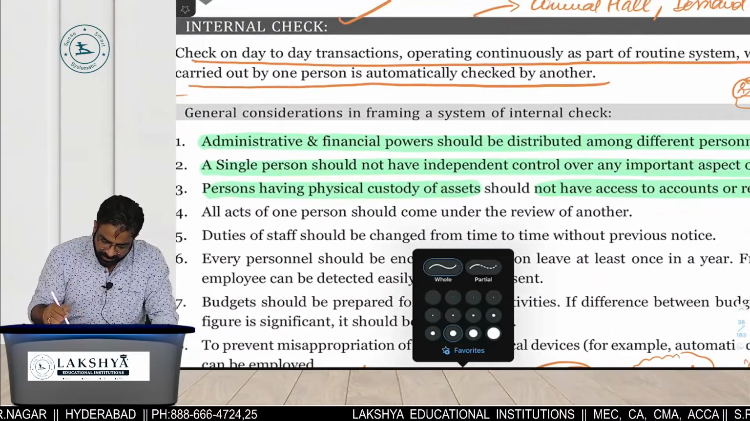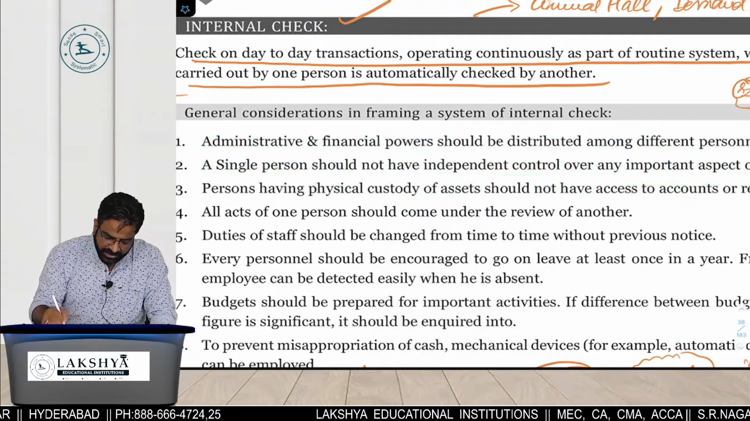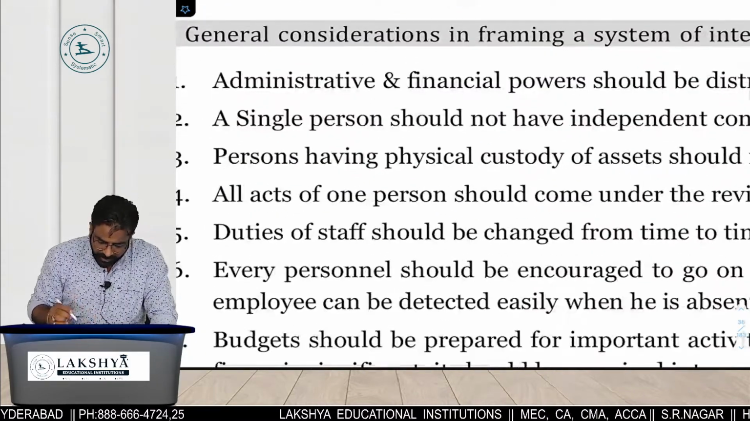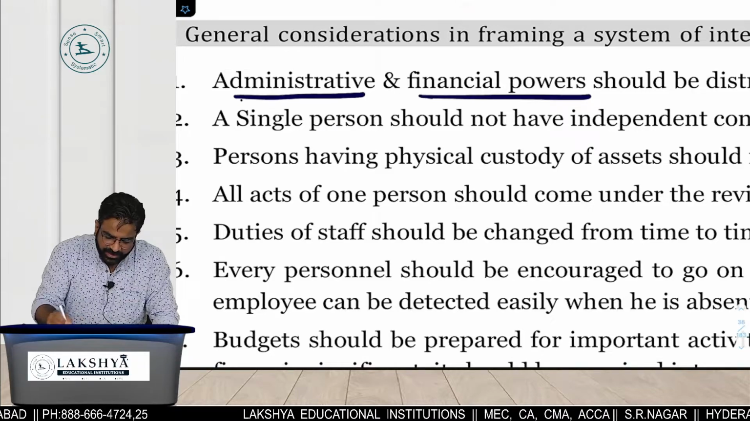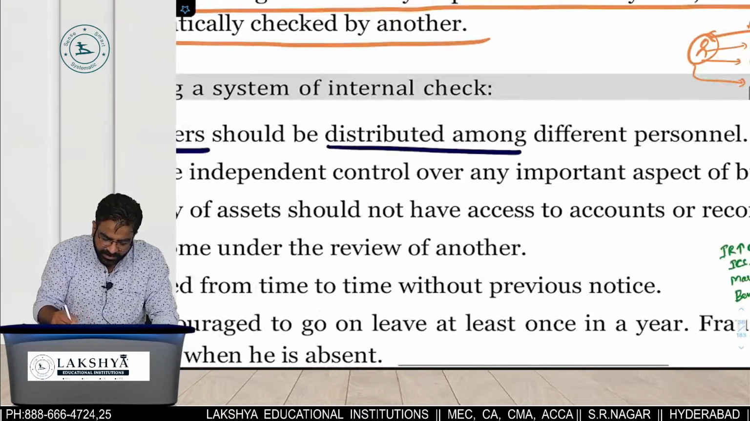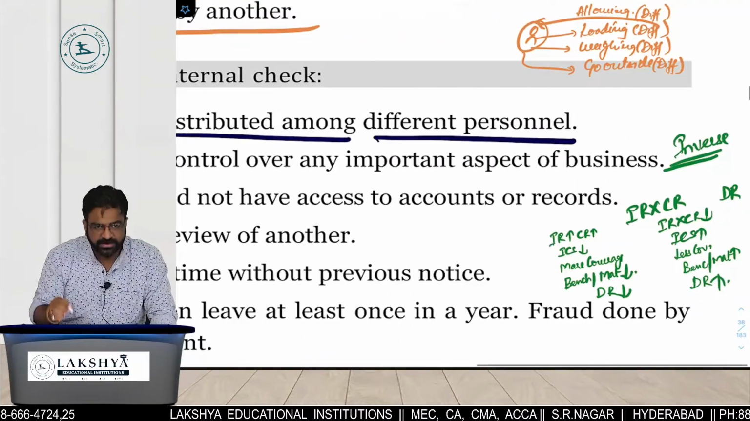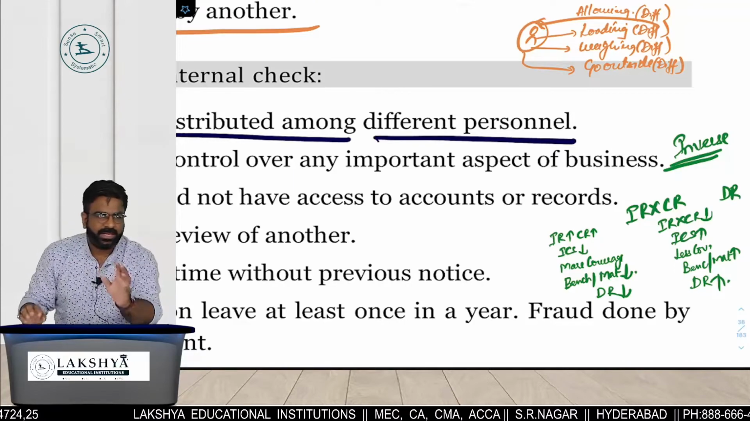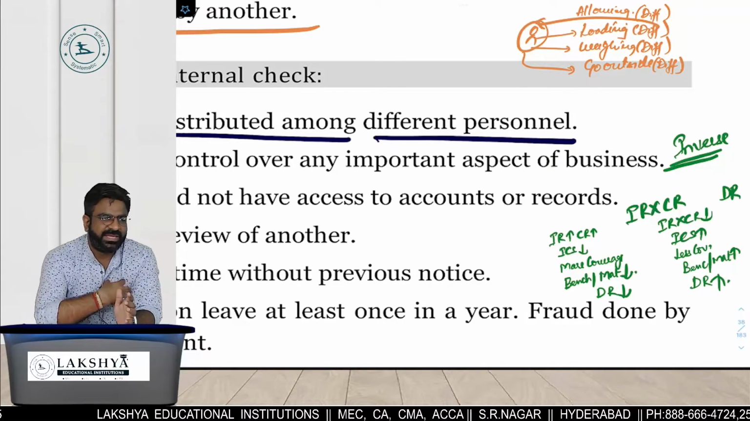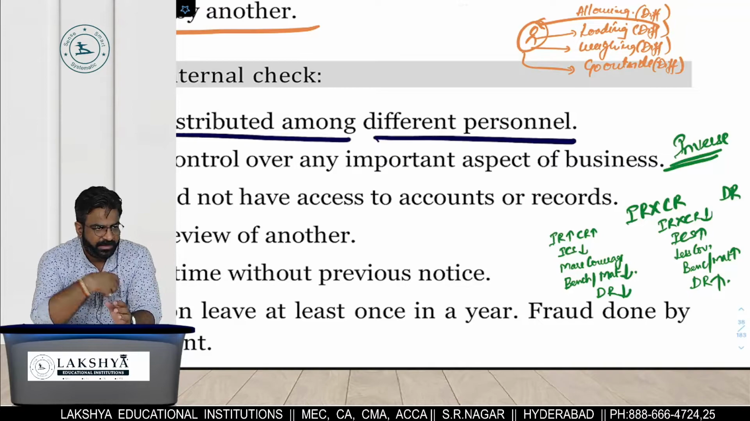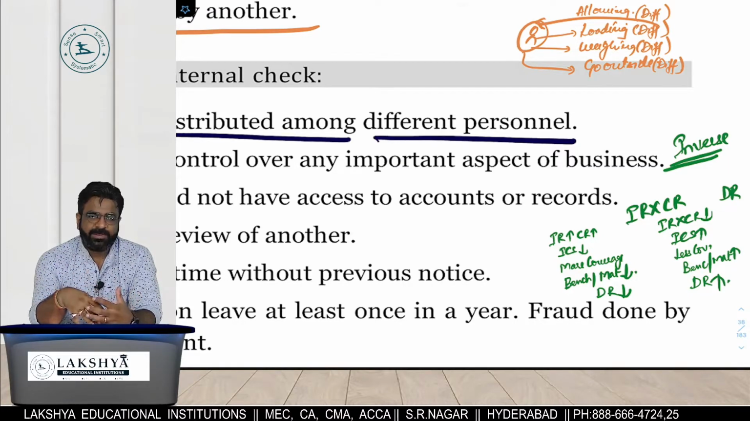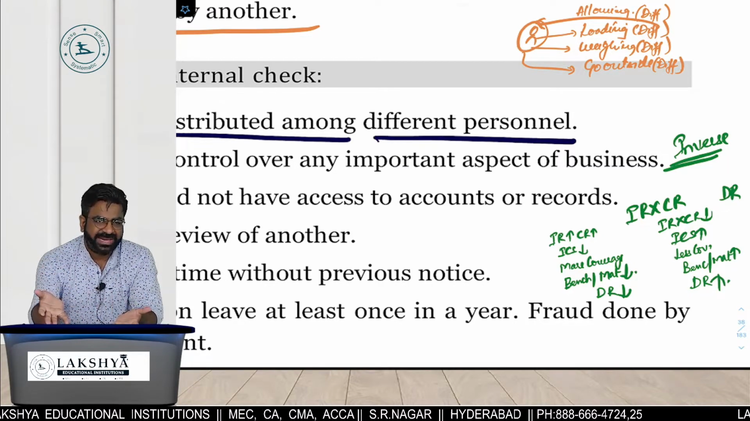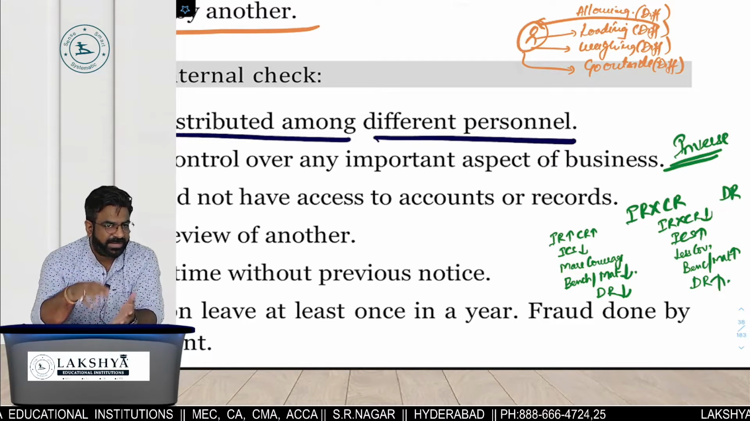Read the feature number 1, everyone. Point number 1. Administrative and financial powers should be distributed among different persons. What do you mean by that? Let me give you a very simple example. Suppose I am the cashier of the company. Daily, I make payments of crores of cash and I receive crores and crores of cash.